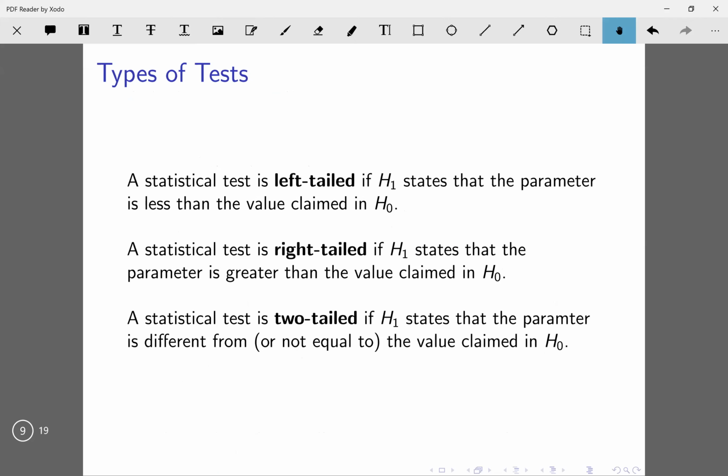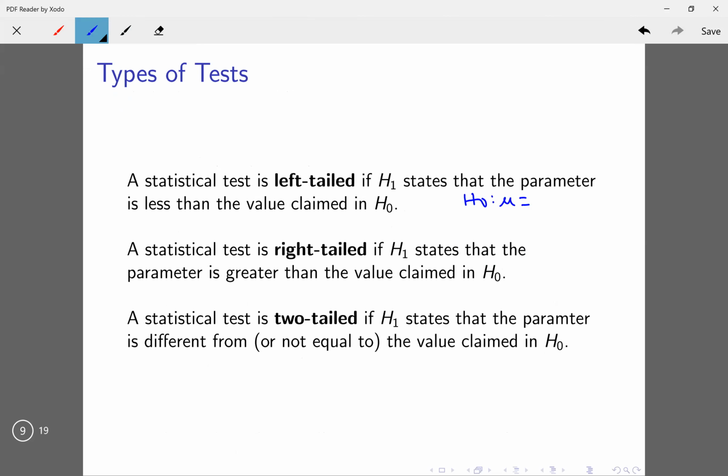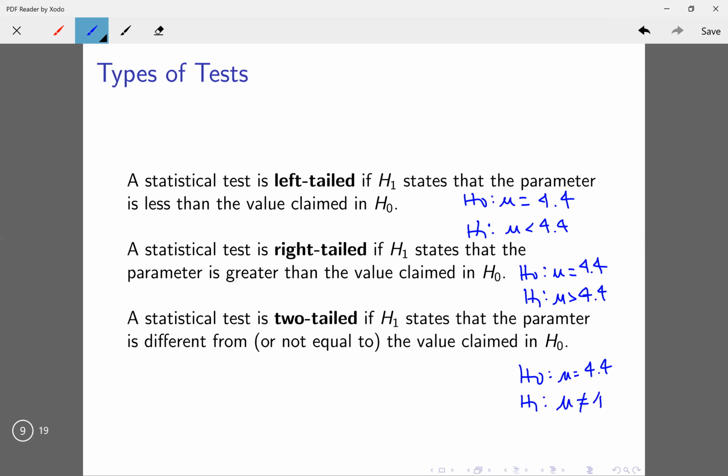So a left tail test occurs whenever the alternate hypothesis is less than the value in the null hypothesis. So for example, the null hypothesis might be that the population mean is 4.4, and the alternate hypothesis might be that the mean is less than 4.4. A right tail test is something very similar, except an example might be that the mean is bigger than 4.4. And last but not least, the two-tailed test occurs when you're not sure whether it's bigger or smaller, so you just say not equal to.